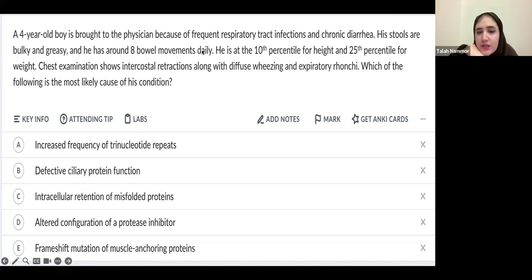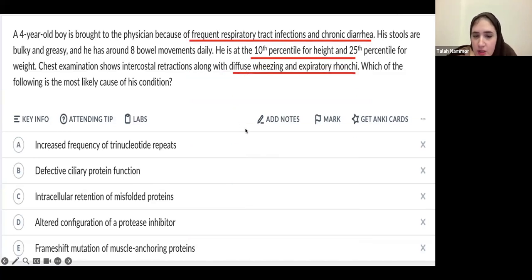Okay, a 4-year-old boy is brought to the physician because of frequent respiratory tract infections and chronic diarrhea. His stools are bulky and greasy, and he has about 8 bowel movements daily. He's at the 10th percentile for height and 25th percentile for weight. Chest examination shows intercostal retractions along with diffuse wheezing and expiratory rhonchi. Which of the following is most likely the cause of his condition? So what is this condition? We have diarrhea with bulky and greasy bowel movements. Guys, cystic fibrosis, doesn't it usually have pancreatic insufficiency? That's why we have bulky and greasy bowel movements. Right or not? Or did you guys not take this?